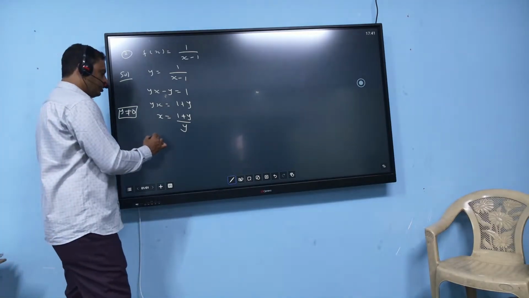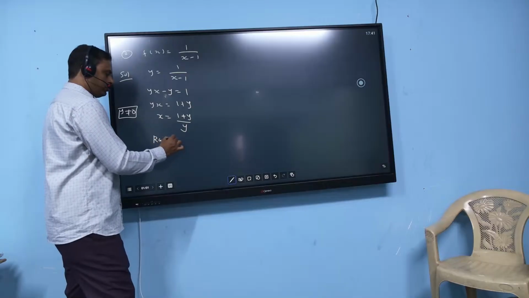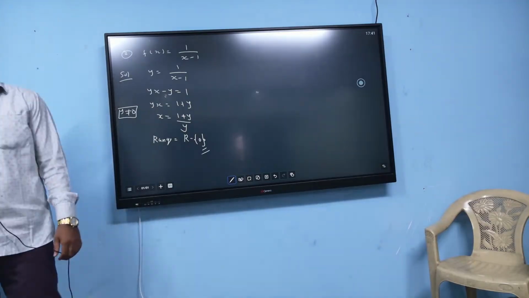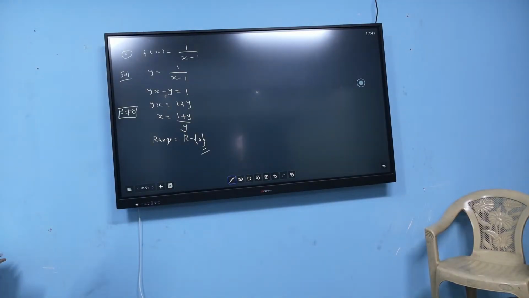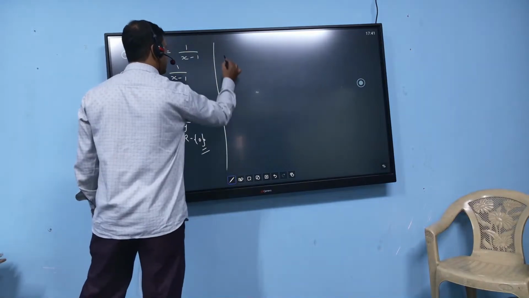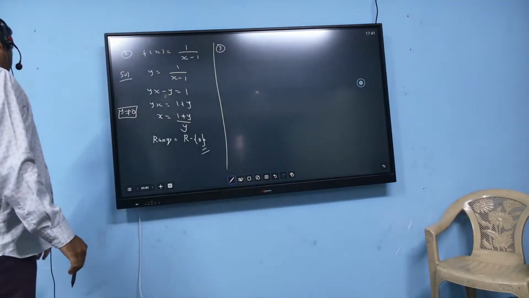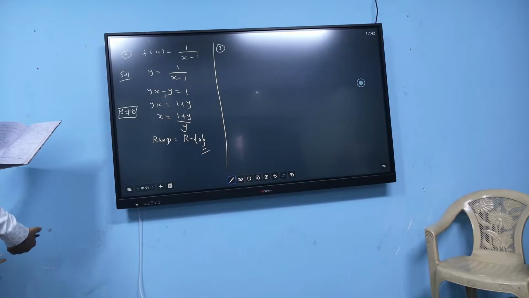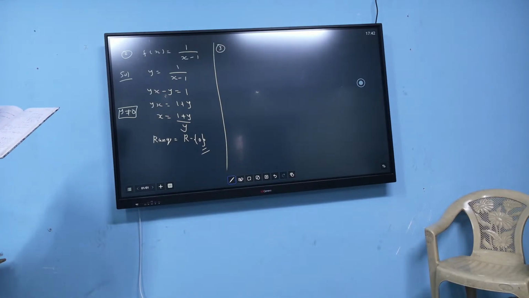So the answer is range. What is the range now? R. Good, very good. Except 0. Correct. Over. Next problem.